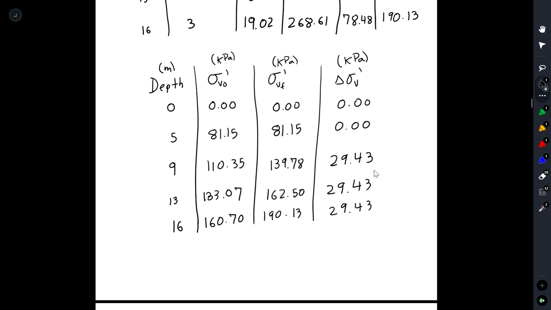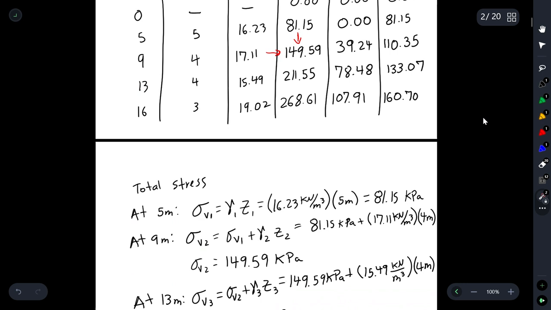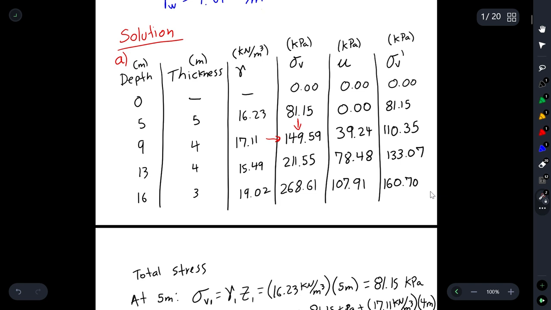Now look that the original level didn't have any change in the effective stress, and that is because at part A, the initial condition, the groundwater table was at that point, so there was no pore water pressure, and that is why we get no change, because there was no pore water pressure there initially, and when the water table is lowered, then there's still no water pressure at that point.